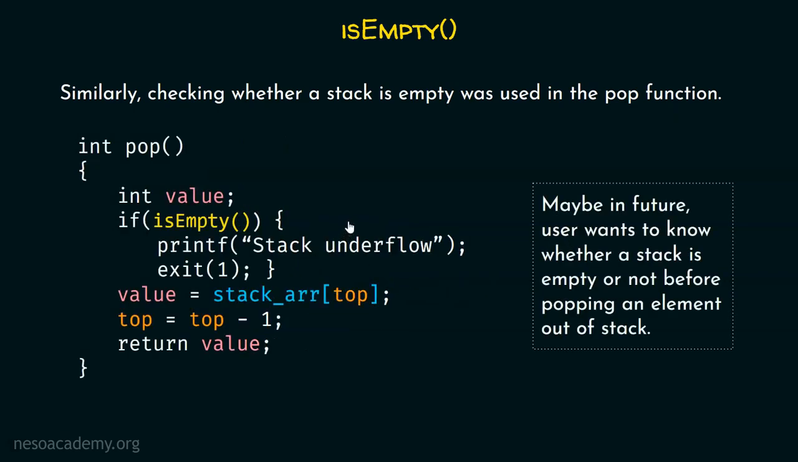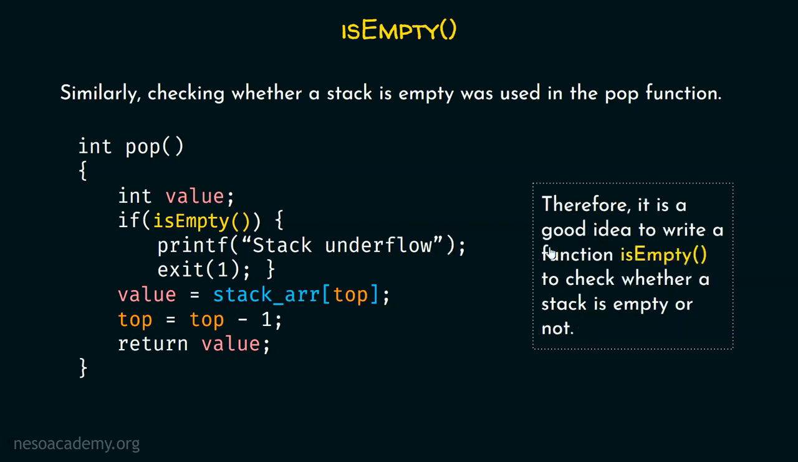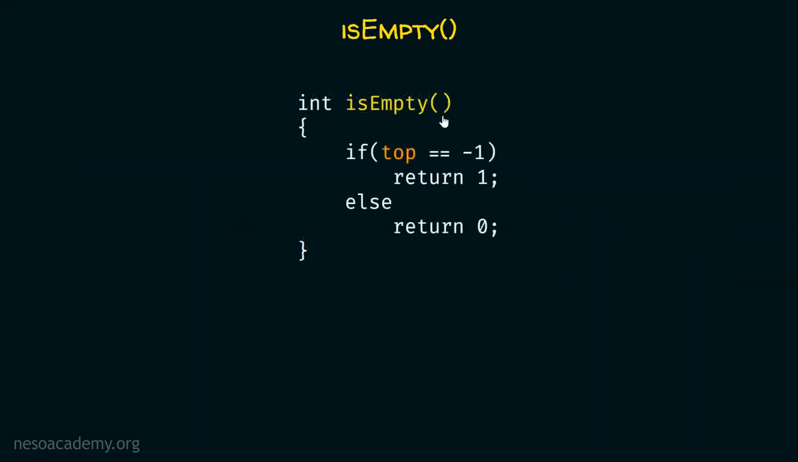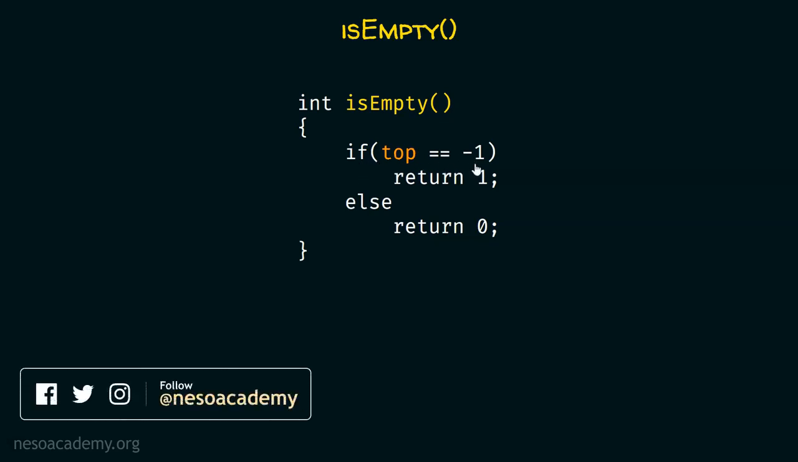This is required because maybe the user wants to know whether a stack is empty or not before popping an element out of the stack, or maybe he or she just wants to check whether a stack is empty. It is a good idea to write the isEmpty function separately. This is how the isEmpty function looks. In this function, we are checking if top is equal to minus 1. If it is, then return 1, otherwise return 0. Simple. This is all we should remember. And please note that the return type is integer. It is important because we are returning an integer value.